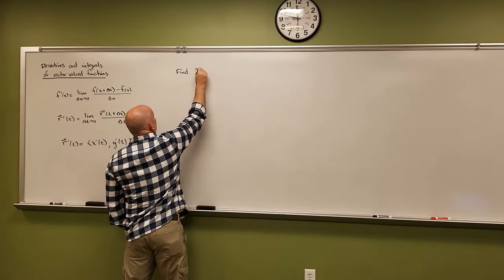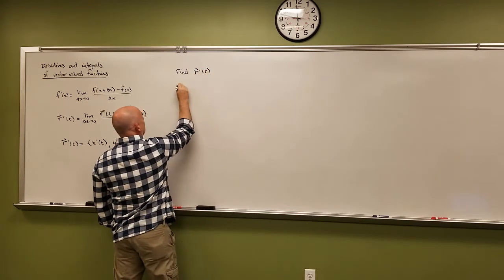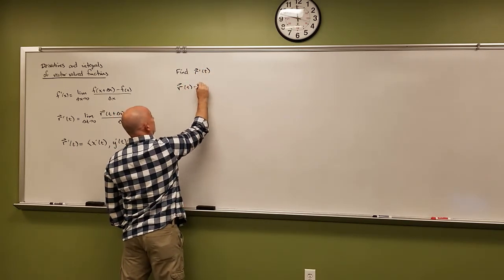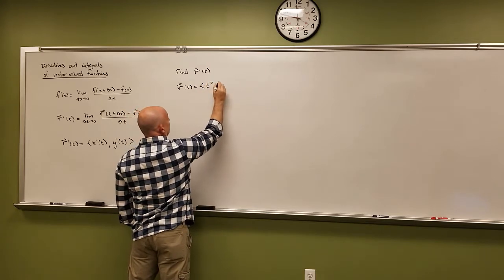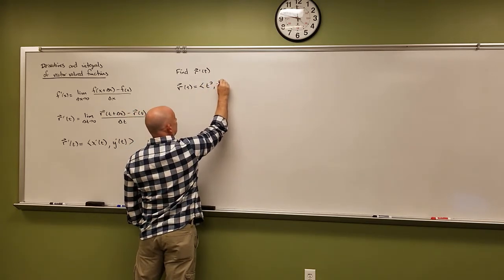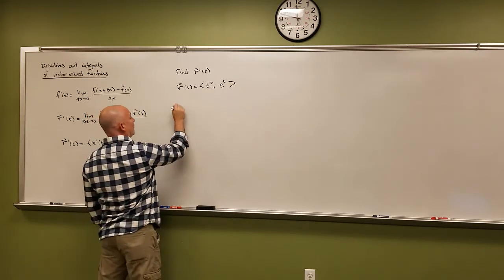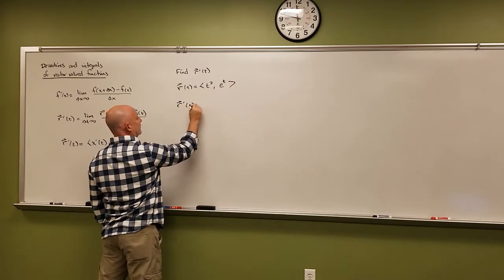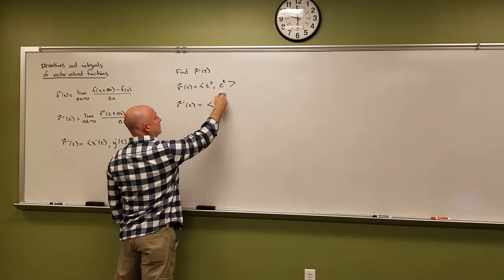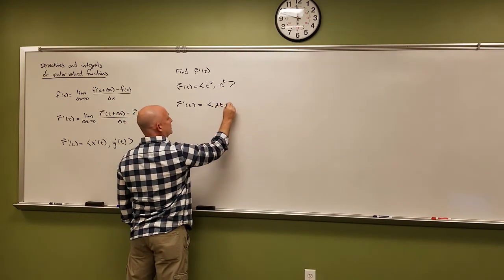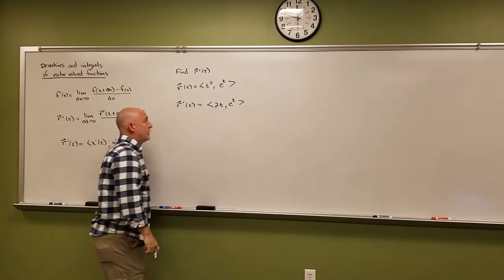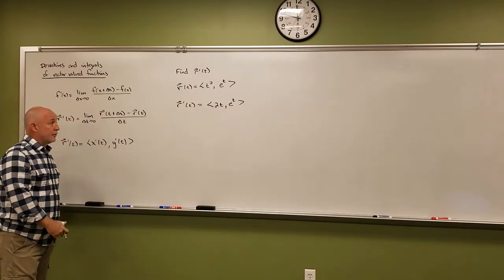find, let's say, r prime of t, where r of t is, I don't know, t squared, e to the t. So r prime of t, the good news is, again, your intuition works exactly the way you would expect. Just do the derivative of each component, and you're done. That's it for finding the derivatives.